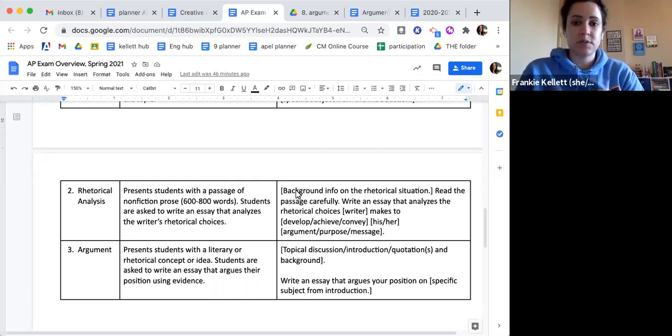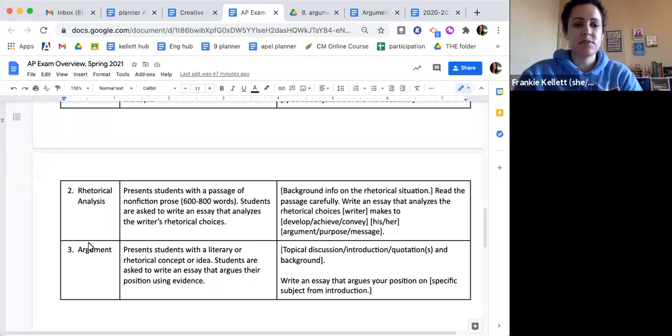So this is the way that the prompt is always worded. First, they give background information on the rhetorical situation. So they might talk about, like, if it's an Abigail Adams letter, that'd be really lucky because we did that one. It would give information about who Abigail Adams was and what she was doing and who she was writing to. And then this part always stays the same. Read the passage carefully. Write an essay that analyzes the rhetorical choices whoever the writer is, Abigail Adams, makes to achieve her argument. Okay, and then sometimes it gives you a clue about what the argument is, other times it might not. Okay, so we've practiced this one a lot. We're going to go back to it, but that is essay number 2.